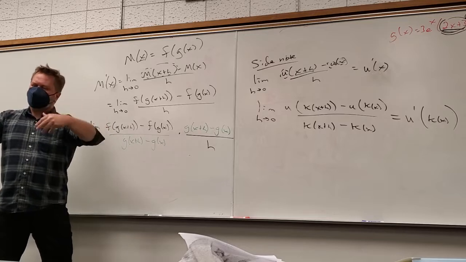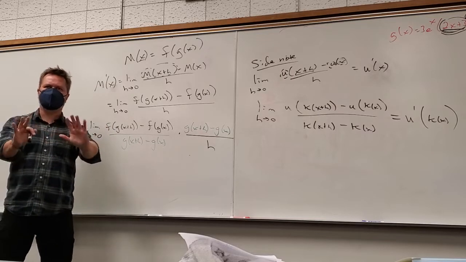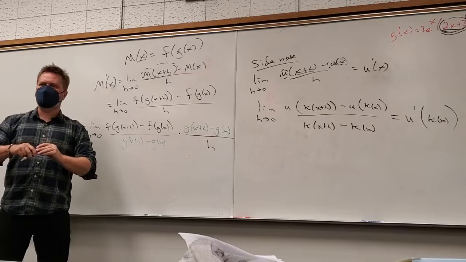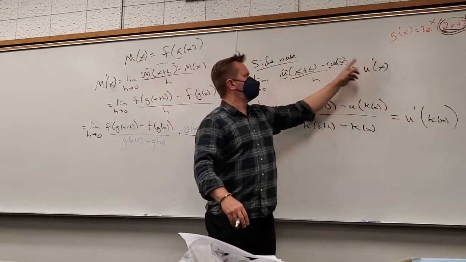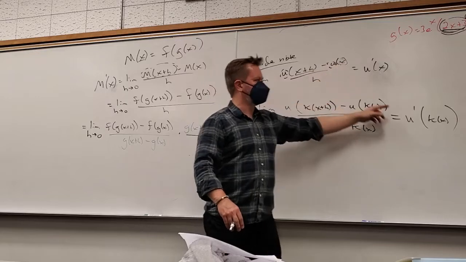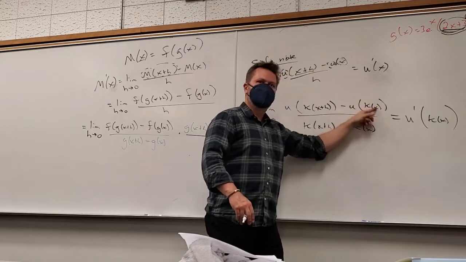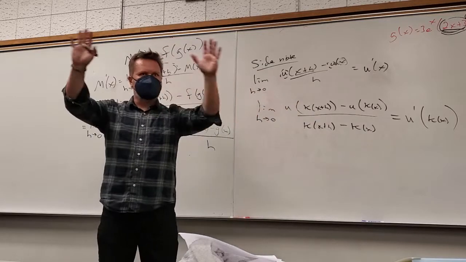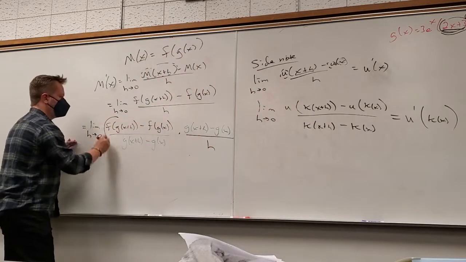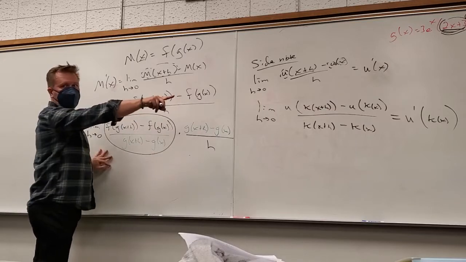There's a bit more technical detail there, but I'm trying to get to the heart of the idea. I don't know if you guys are with me at all. Do you kind of get what I'm saying over here? Do you see how this was u prime evaluated at that point? So that's why this is u prime evaluated there, because that's the thing I'm trying to get towards. It's in the same form.